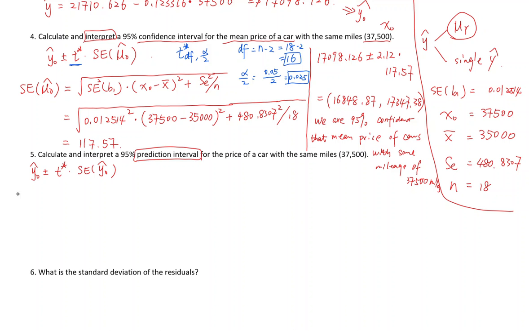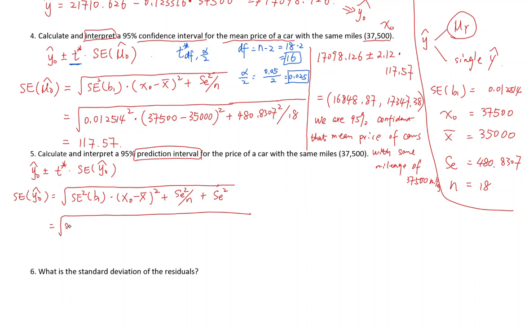Alright, and then the standard error of y0 hat will equal the square root of the same expression as with the confidence interval, which is se squared of b1 times x0 minus x bar squared plus se squared over n, but with an extra term of se squared, right? And since we have all the information in this part, we just plug in the numbers.